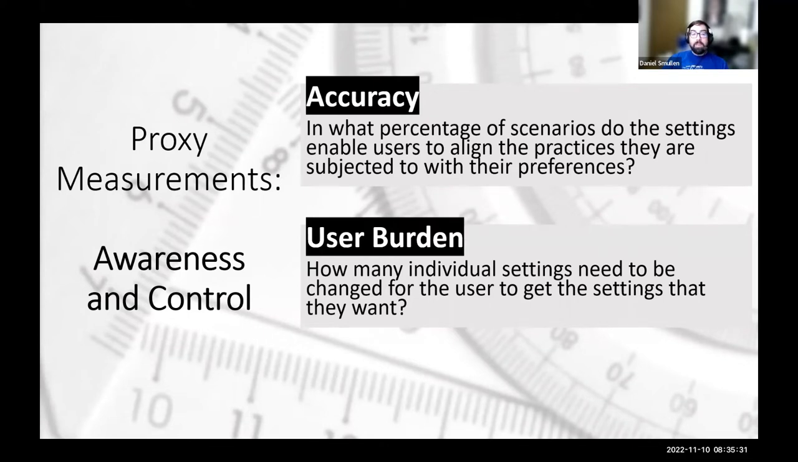Two good examples of this, if we're trying to understand how people's awareness of what's going on and their control over what's going on is working, are accuracy and user burden. Accuracy is the accuracy of the settings that they have. In other words, what percentage of the overall scenarios, across the number of different data practices and so on, do the settings actually allow people to get what they want? And user burden is how many settings you actually have to configure in order to get there, because that's going to differ depending on the browser. Some of them have one setting for five different data practices, which might be good, might not be good.